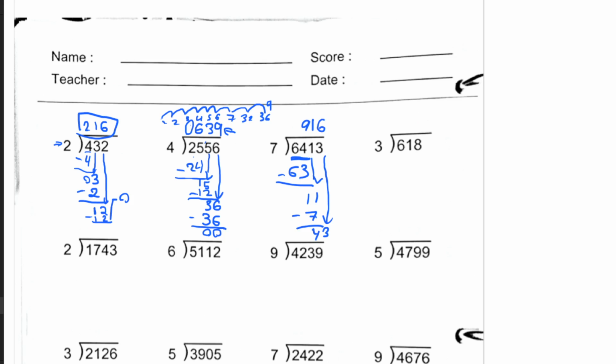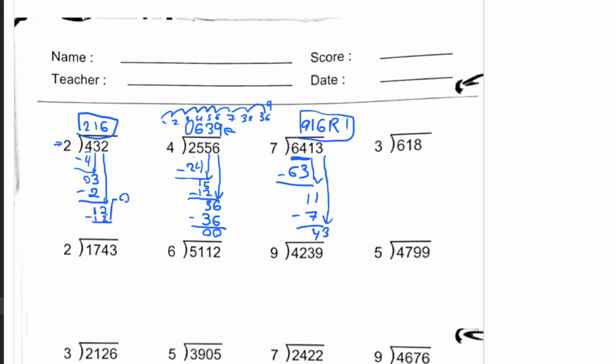So 43 minus 42 equals 1, and so we end up with a remainder of 1. We're just going to do this on the side here because I've run out of room. So this is how we can do it here. This is our answer, and we get a remainder of 1 this time.